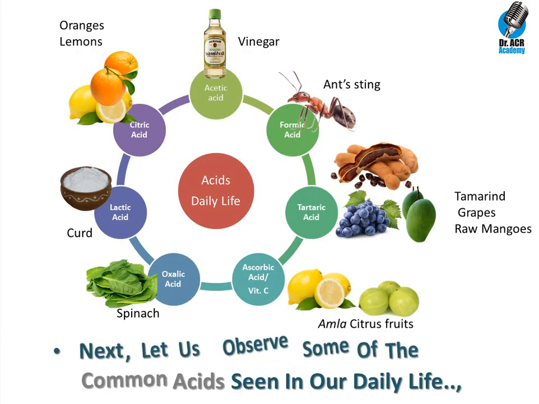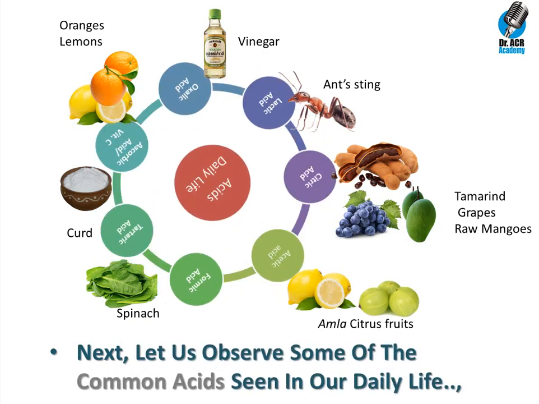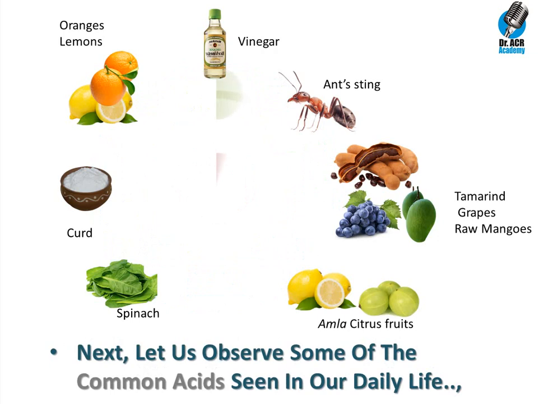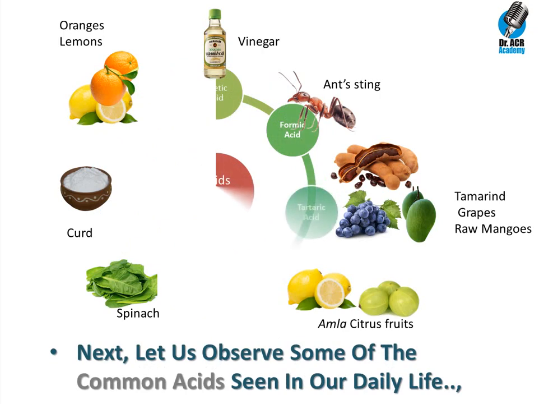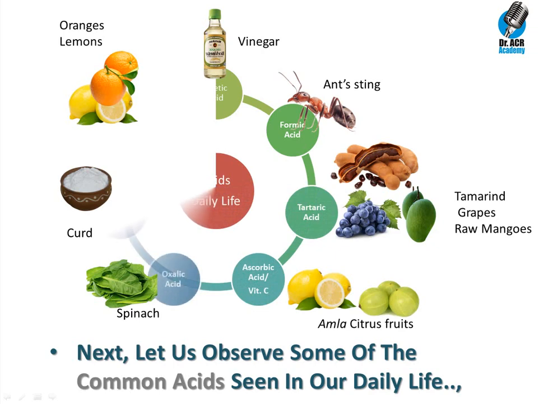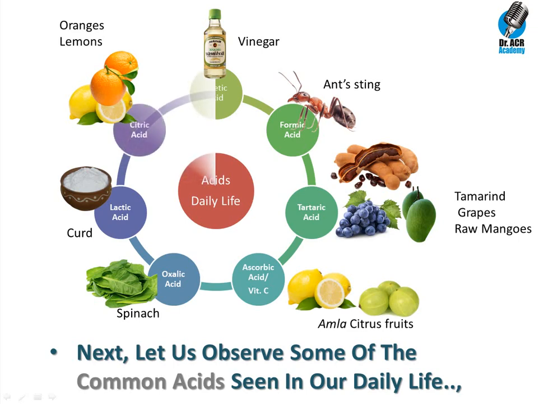Next, let us observe some of the common acids we see in our daily life. Firstly, an ant sting has formic acid in it, and tamarind, grapes and raw mango have tartaric acid in them. In amla and citrus fruits, ascorbic acid or else vitamin C is present. In spinach, oxalic acid is present. In curd, lactic acid is present. In oranges and lemon, citric acid is present. Finally, vinegar has acetic acid in it.